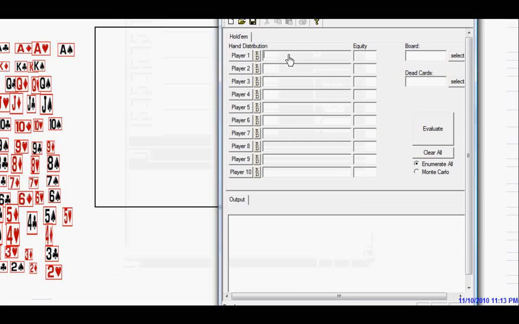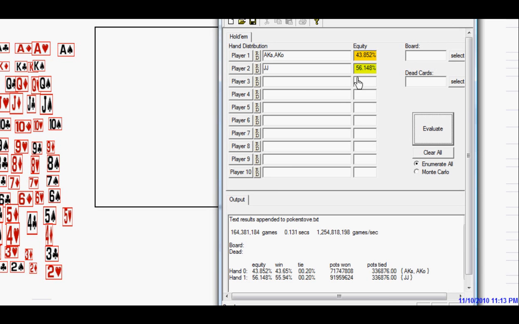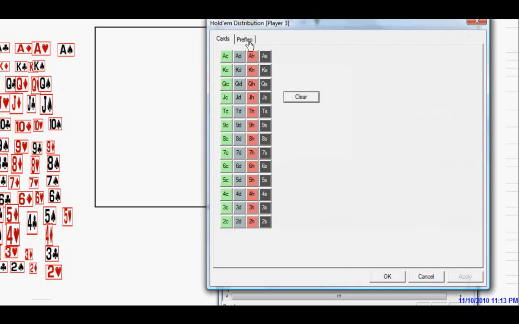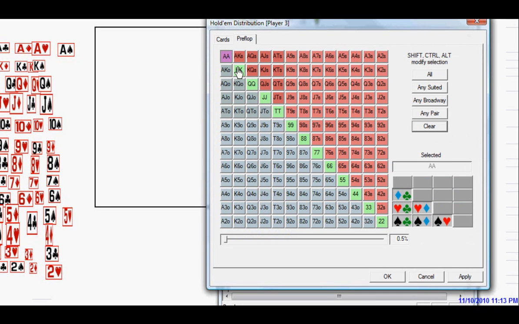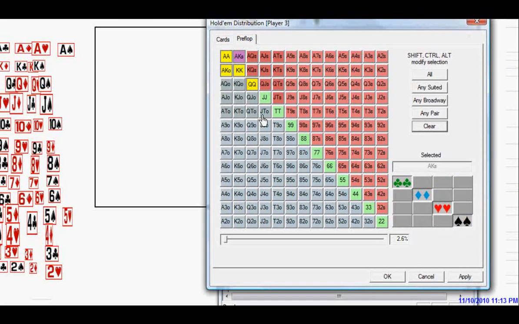If we put in PokerStove right here, here we have ace-king, and here we have jack-jack. And we compare them. We see that jack-jack has 50% equity. It's a favorite against ace-king. But suppose we were going to compare them not to each other, but to an arbitrary third distribution. Say this player has a value range of pocket queens or better and ace-king.